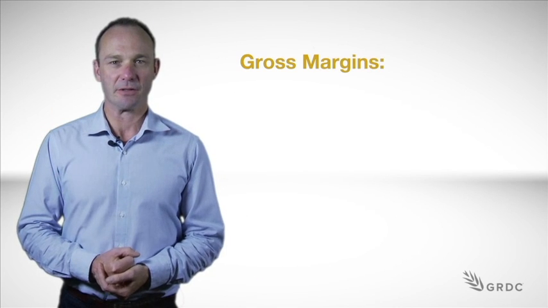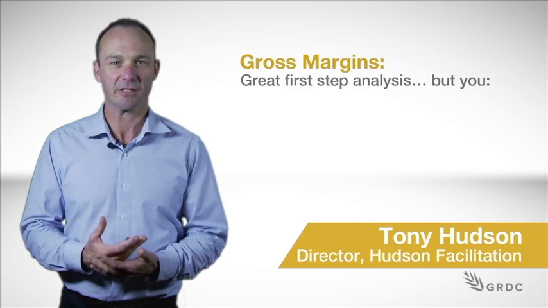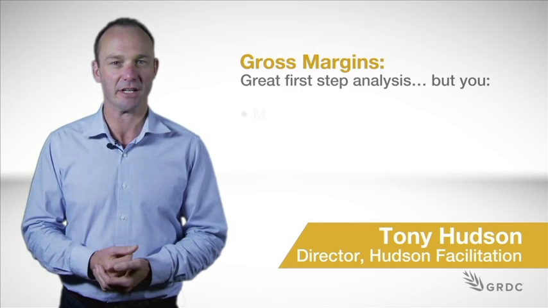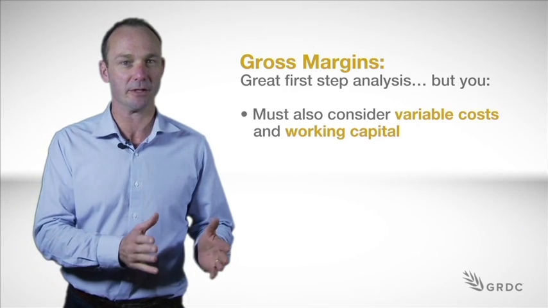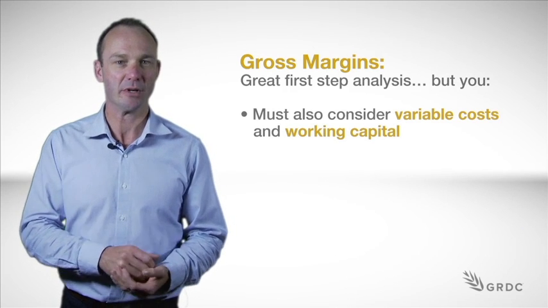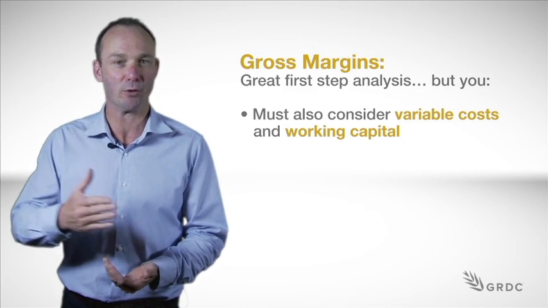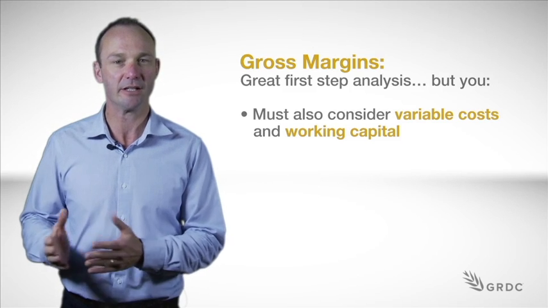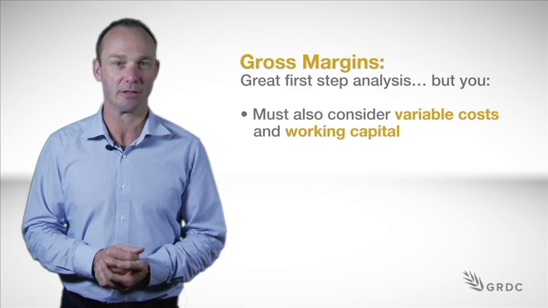Gross margins are a great first step in analysing the various enterprises you may choose to run, but there are some limitations with how you use that information. The first of those I'd like you to consider is the variable costs. You might decide that one enterprise is more profitable than another, but if it also happens to have a much higher variable cost, you've got to fund that additional working capital prior to harvest and sale of that crop. You need to make sure your business can access adequate working capital to fund that enterprise.